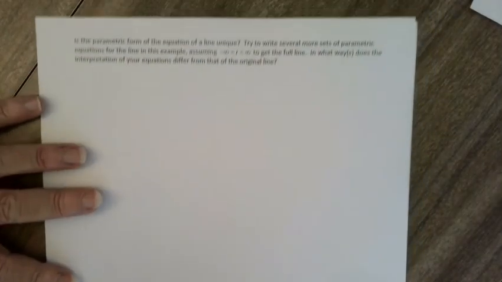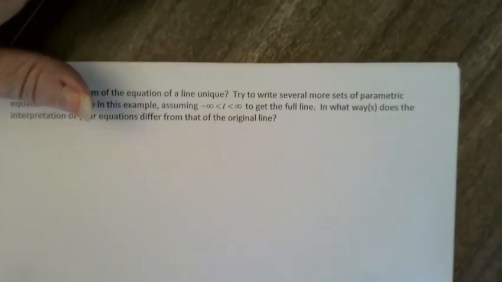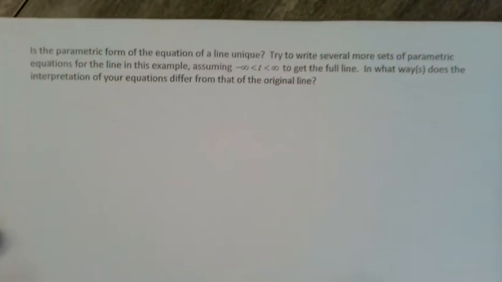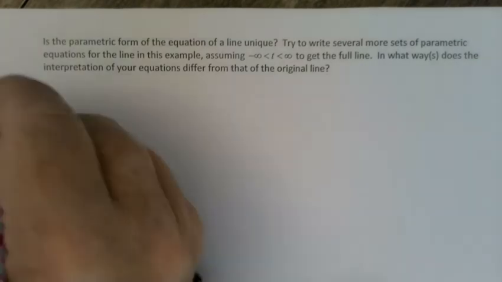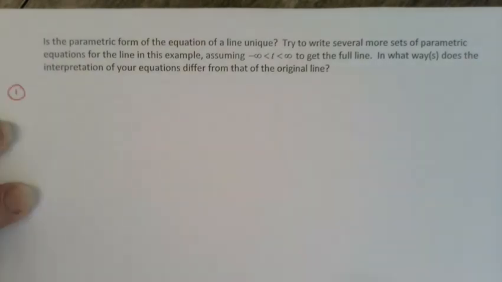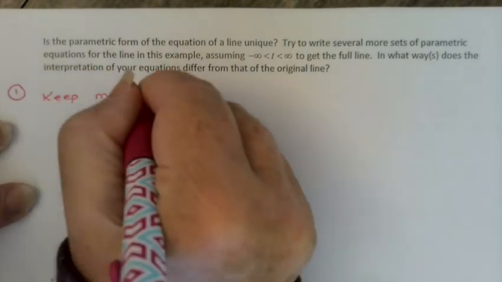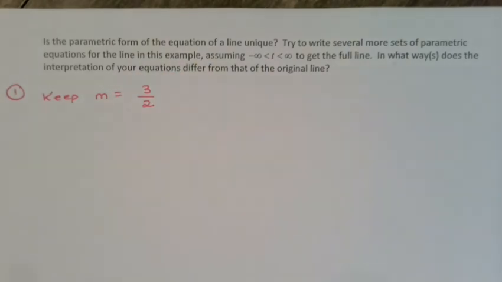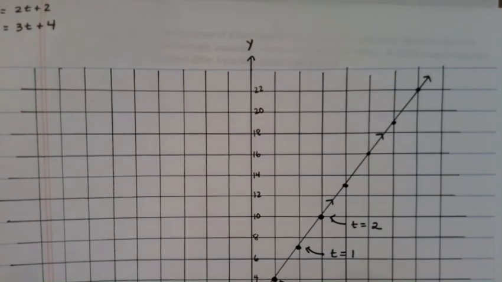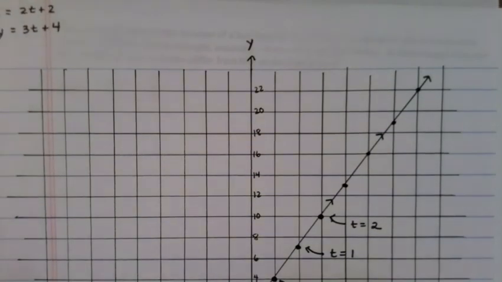My first variation is going to be to say, what if we keep the same slope, which was 3/2, but this time, instead of having the starting point be here at 2, 4, what if I want my starting point to be, let's say, at 8, 13 instead?